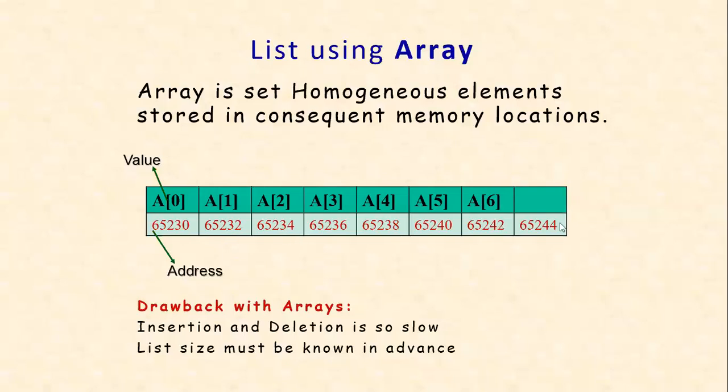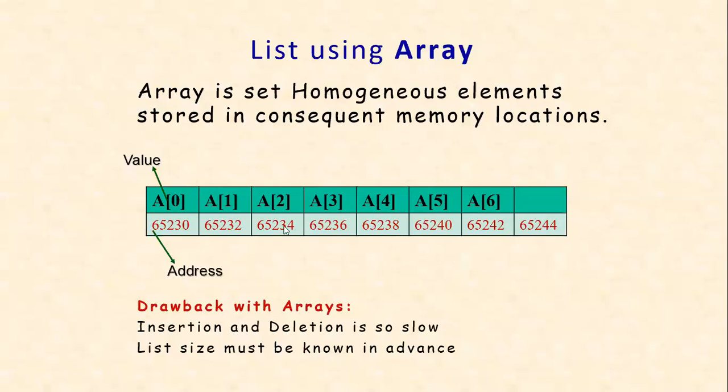All these are consequent memory locations, I mean side by side. And all the values to be stored in an array will use these consequent memory locations. That is why array can be defined like this: array is a set of homogeneous elements. So all are of integer type here in this example, and stored in consequent memory locations. So this is how we define an array.